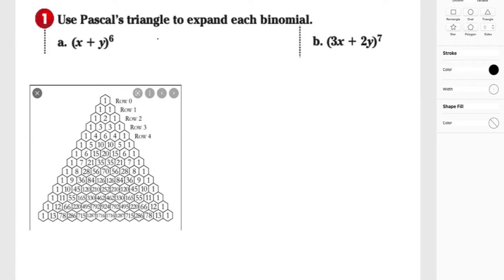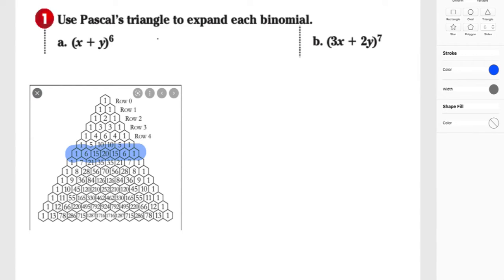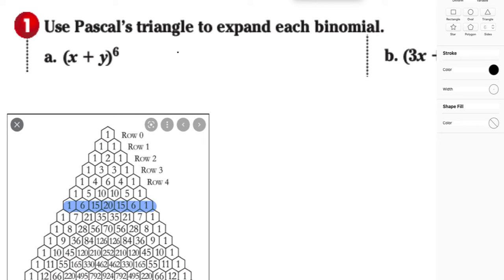So for this example 1a, let's take a look at this first situation where I'm going to expand x plus y to the 6th power. What I'm going to do is find the 6th row, and I'm going to highlight that. So 4, 5, and 6, highlighting the 6th row rather sloppily. Let's try that one more time. There we go. We've highlighted that a little bit better.